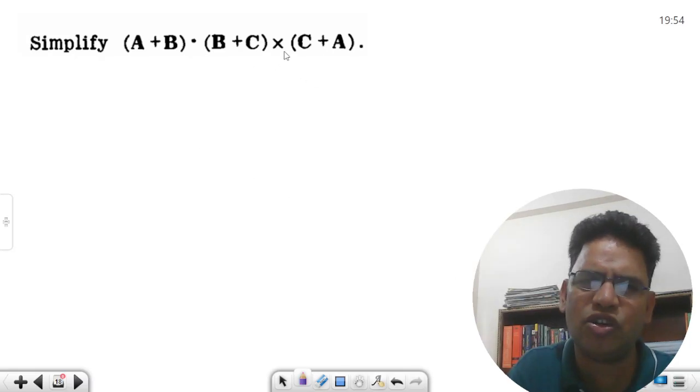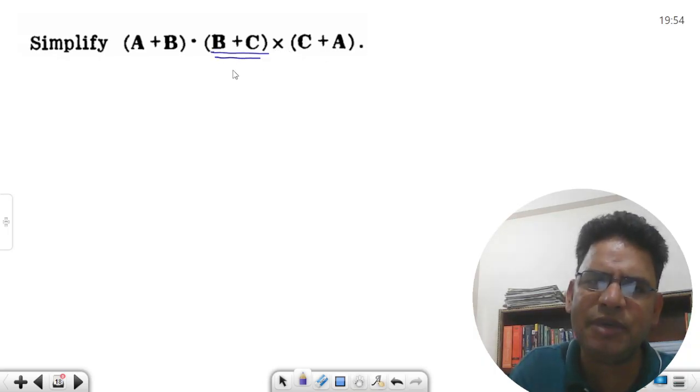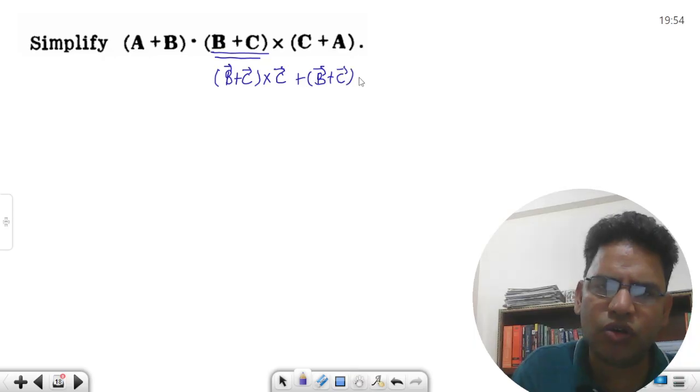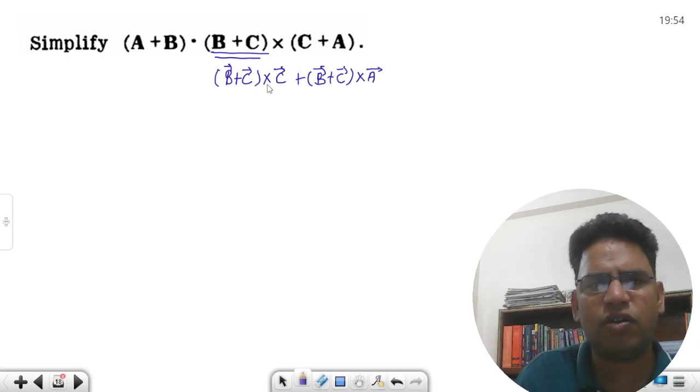Mechanical simply means, if you remember, what will A cross B plus C be? B plus C is a vector which is going to give you a cross with C, plus this same vector B plus C is going to give you a cross with the A vector. Then C cross C is going to be 0, and B cross C will be left over, right?